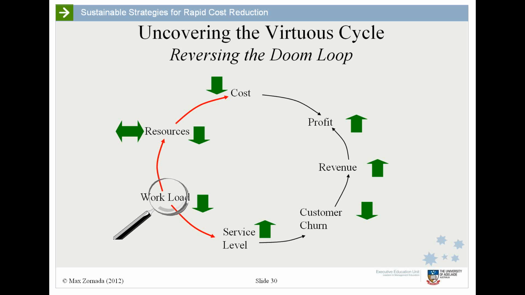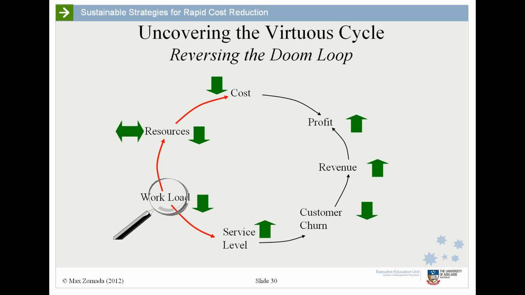So the objective is to see if we can reverse the direction of flow of the doom loop. Instead of cutting the resources, cannibalizing our revenue stream and reducing our profit, if we focus on the drivers of workload, so what generates the need for resources in the first place to create the cost, and if that is reduced, then we're often able to maintain, even increase service level. And so customer satisfaction increases and our customer churn reduces, and revenue goes up at the same time as costs are coming down, which drives our profit higher rather than lower.